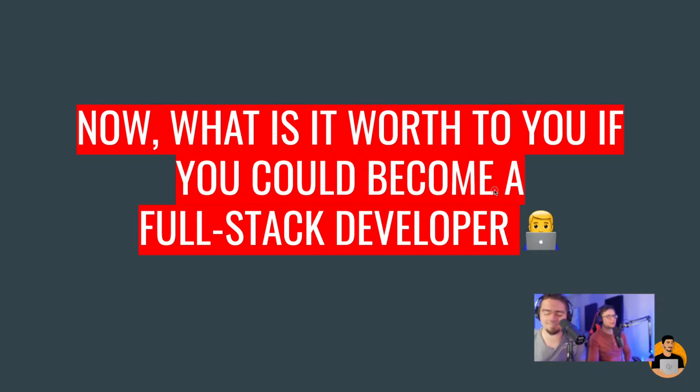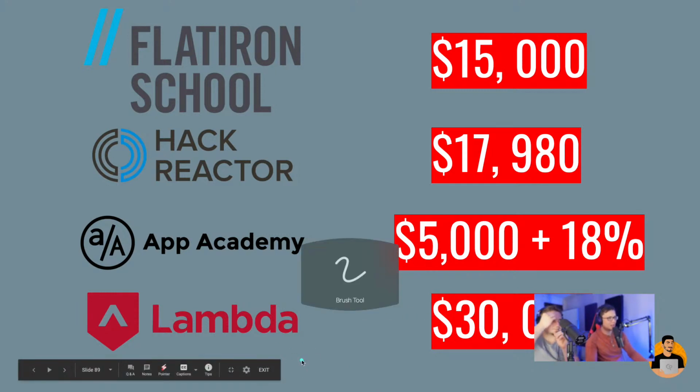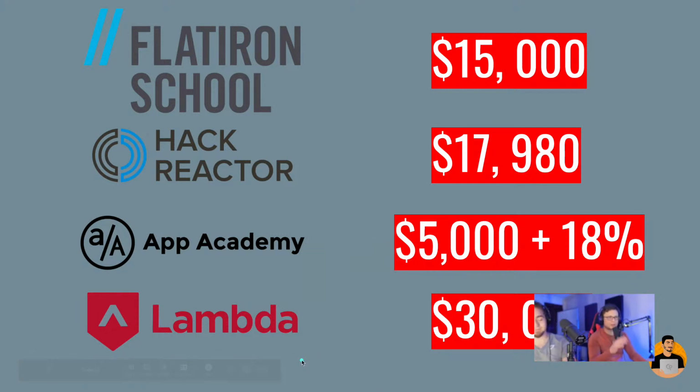So look at this, guys. We've researched all these other boot camps in terms of what they charge. Flatiron School, $15,000. Hack Reactor, $18,000. App Academy, $5,000 plus 18%. I'm not sure what exactly that is. Lambda School, $30,000, and they also have a $15,000 option as well.